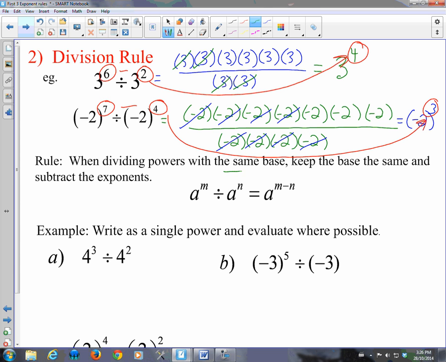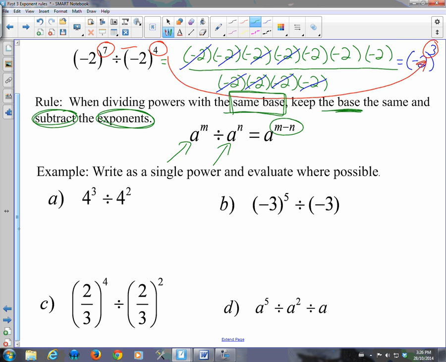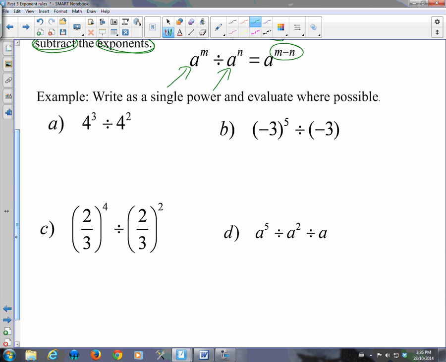So whenever you have the same base, keep the base the same and subtract the exponents. So no matter what the base is, as long as it's the same, you can subtract the exponents for a shortcut. So if I look at a couple of examples, no matter what the base is, as long as the base is the same in the question, 4 to the exponent 3 divided by 4 to the exponent 2, I can write it as a single power by keeping the base and subtracting the exponents when I'm dividing.